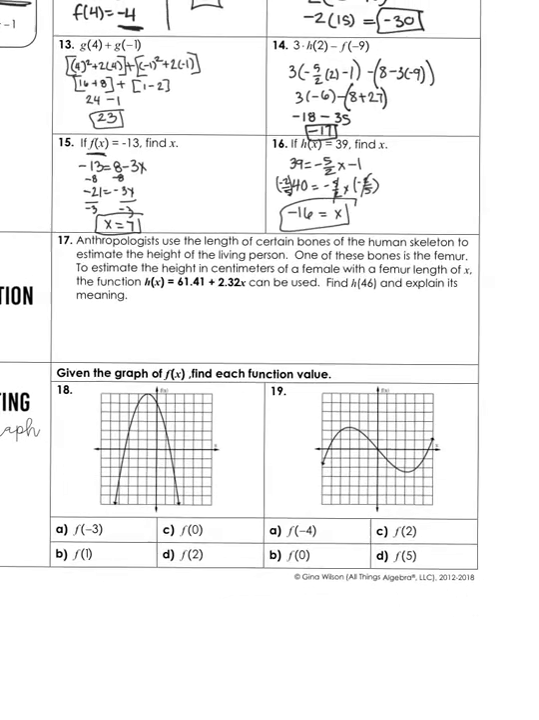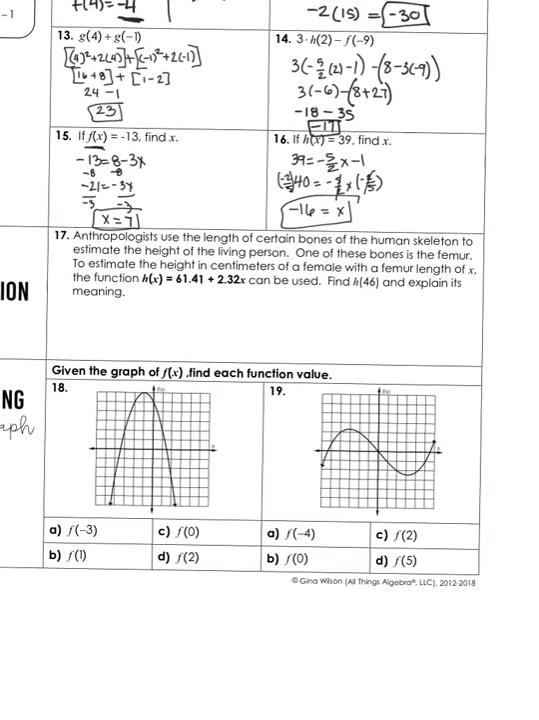All right, so for this next question, we have an application type problem. It says anthropologists use the length of certain bones in the human skeleton to estimate the height of the living person. One of these bones is the femur. To estimate the height in centimeters of a female with a femur of length x, the function h of x equals 61.41 plus 2.32x can be used. Find h of 46 and explain its meaning.